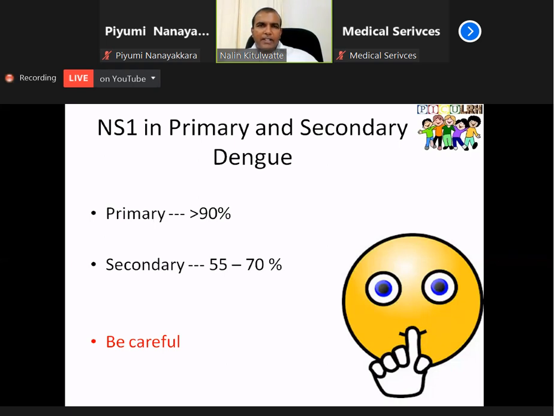But in secondary dengue, the NS1 positive rate is only 55 to 70%. So it's about 50%. That means 50% will be positive, 50% will be negative. So it is very important to remember this if you are doing this antigen test. You may miss 50% of secondary dengue if you are doing antigen. So be careful, because in Sri Lanka, what matters is the secondary dengue. You should not miss secondary dengue because all the problems are with secondary dengue. So remember, if you are doing antigen, that's okay, but remember the problems with antigen.